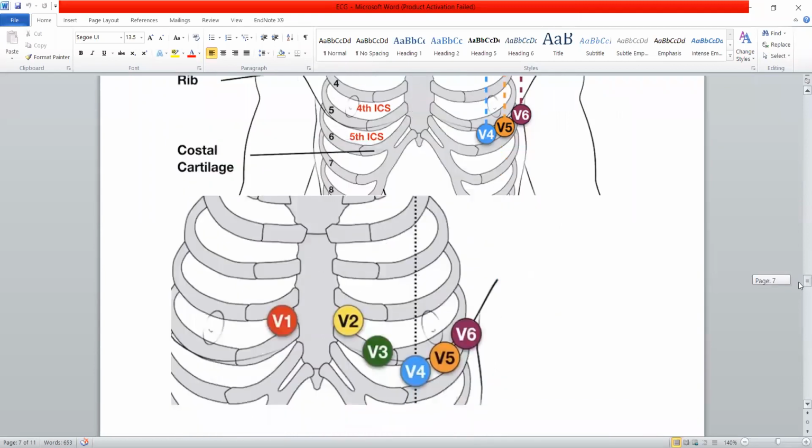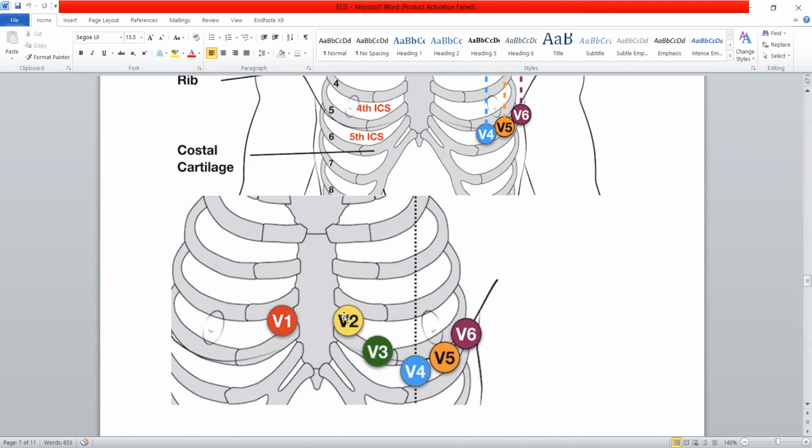These are chest leads. The heart is like this from here to here. The anatomical position of the heart is like this. The heart is lying like this in the chest cavity, and these are the precordial or chest leads. Lead V1 is placed in the fourth intercostal space on the right costal margin.